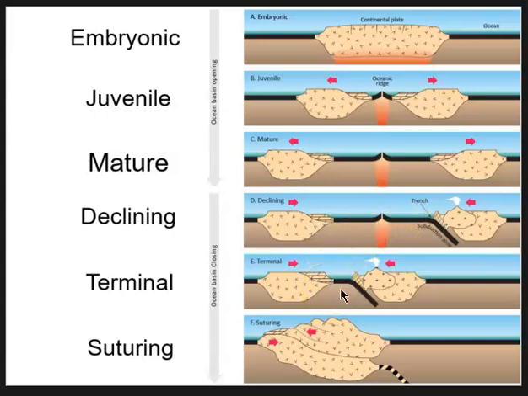Okay. Now, the next stage is called the terminal stage. In this stage, there is no longer a mid-ocean ridge. There's no longer seafloor spreading at all in the ocean. And instead, it's just getting smaller and smaller, and it tends to be irregularly shaped because of the way that convergence is happening. And finally, the continents suture together, and there's no longer an ocean there. And so that final stage is the suturing stage.